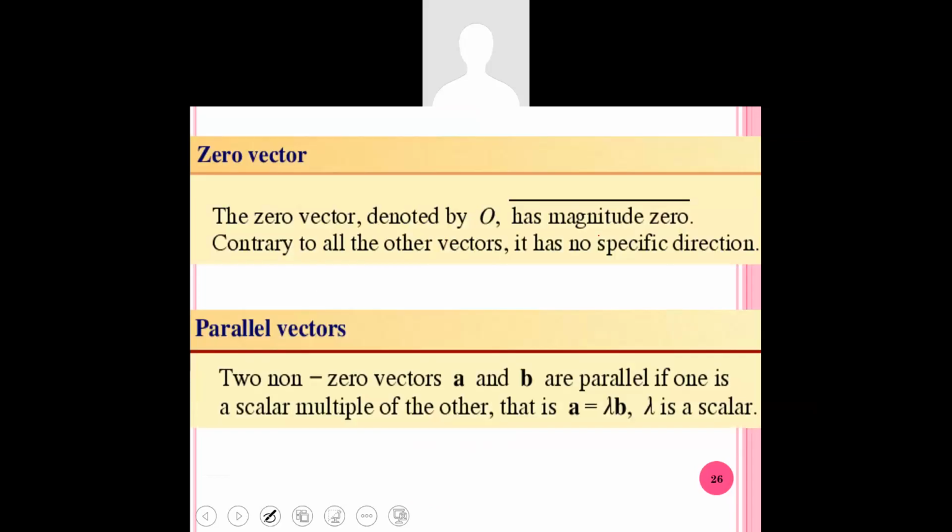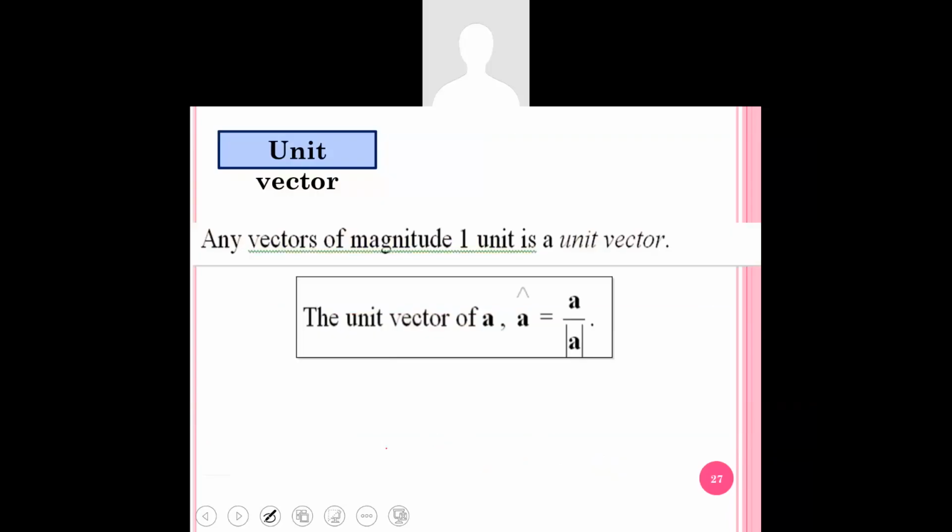So this is a very common question. What does it mean when we have a zero vector? It will be denoted by O, and it has a magnitude of 0, and it has no specific direction. This is important, it just stays there. Now for non-zero vectors, if A and B are in the same direction, that means they are parallel. But B could be longer than A or shorter than A, or even in the opposite direction. As long as it is the same direction, these are called parallel vectors.